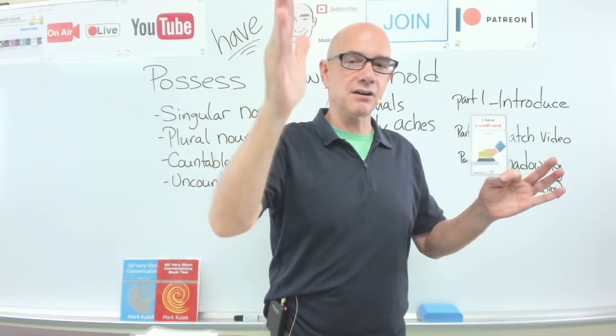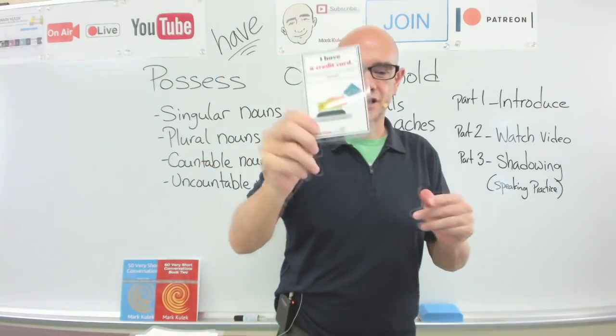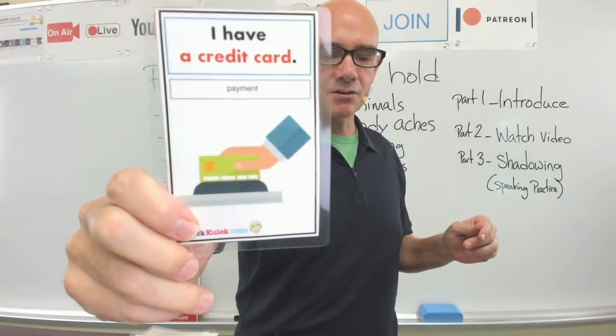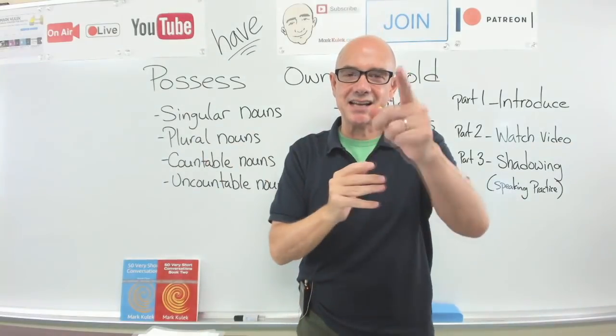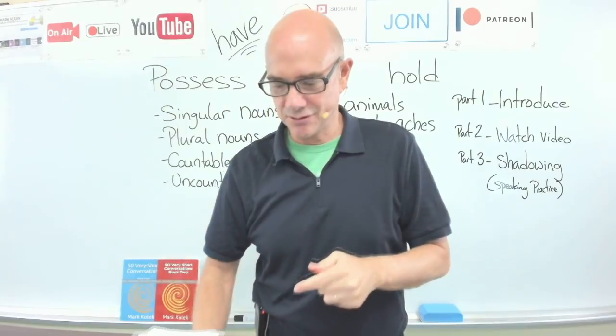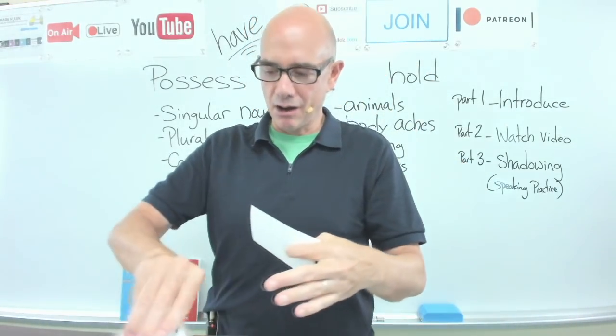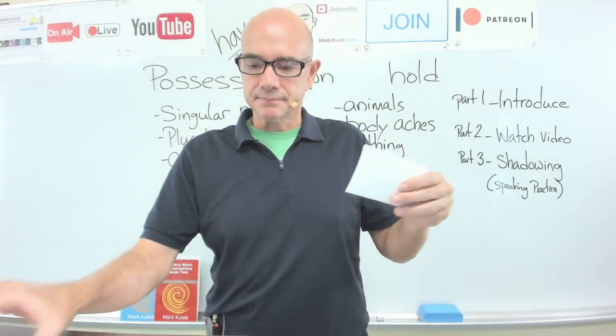I have a credit card. I have cash. I have change. I have a credit card. Okay, nice. Okay, now we did 2 rounds. Now it's your turn, okay? So you look at the picture and you say it all by yourself, okay?